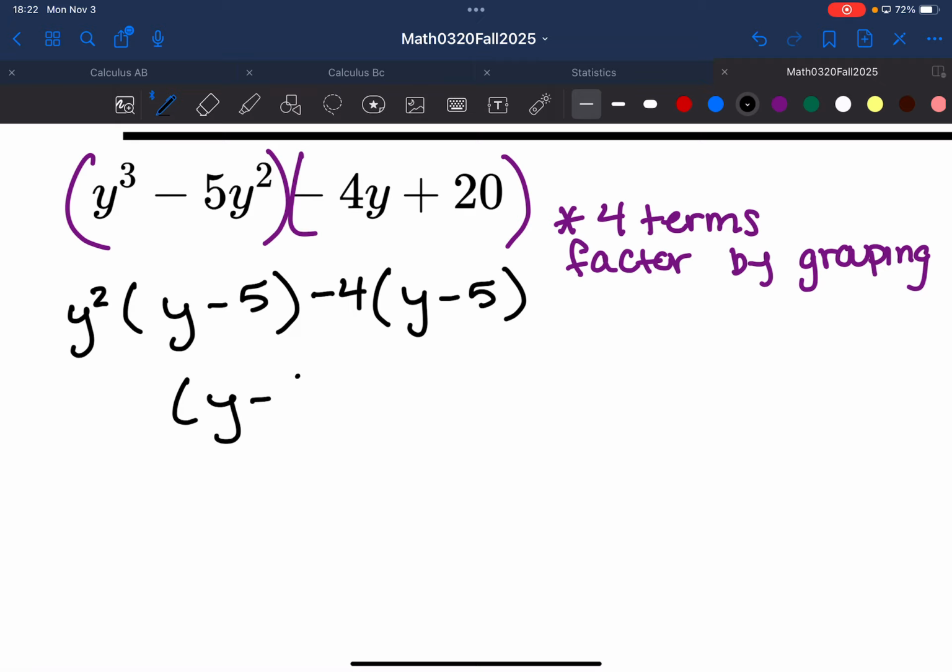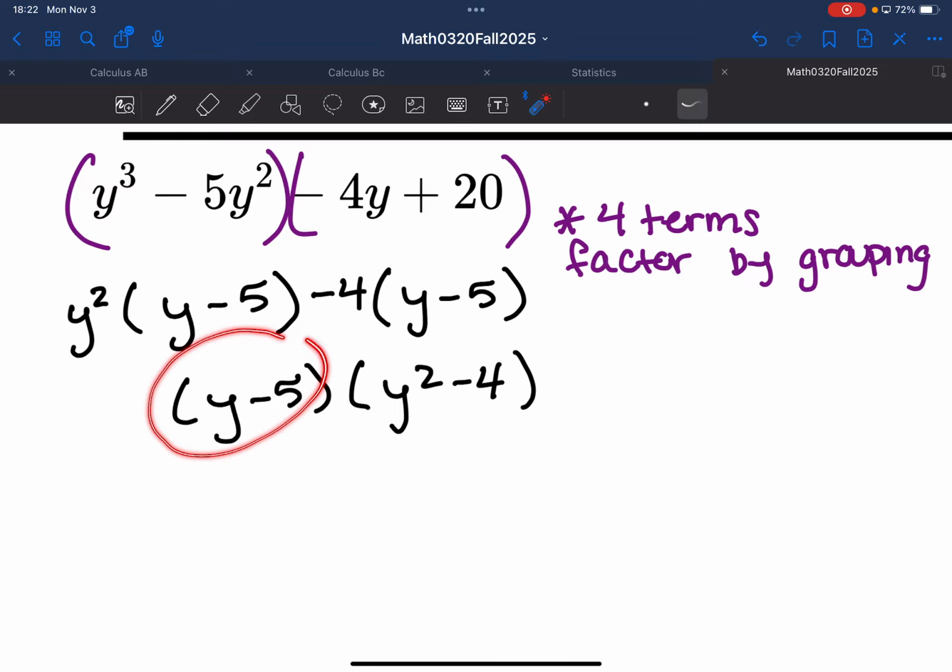Bring down y minus 5. Good, and I bring down everything that's on the outside. So y squared minus 4. So I just factored this by grouping, but I still need to look at each of my parentheses and ask myself, can I continue further? So looking at this one, can I continue? No. Y minus 5, I can't, right? But what about this one? Yes.